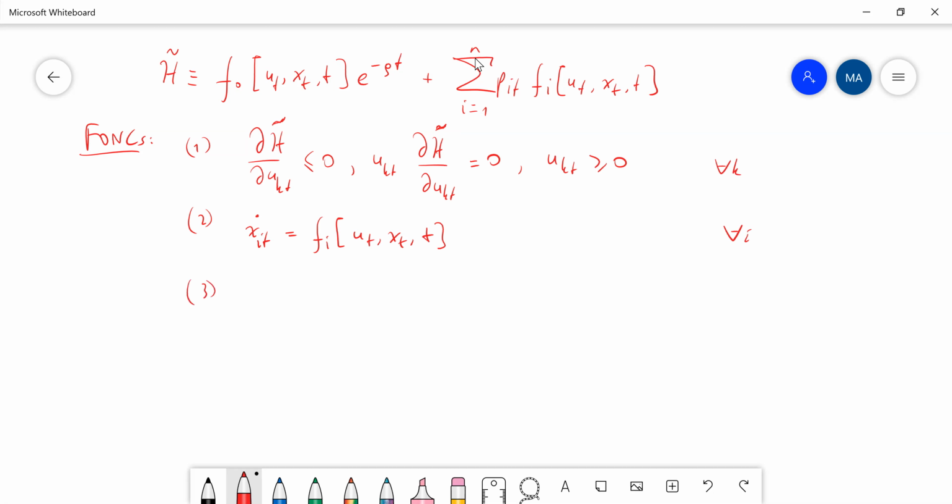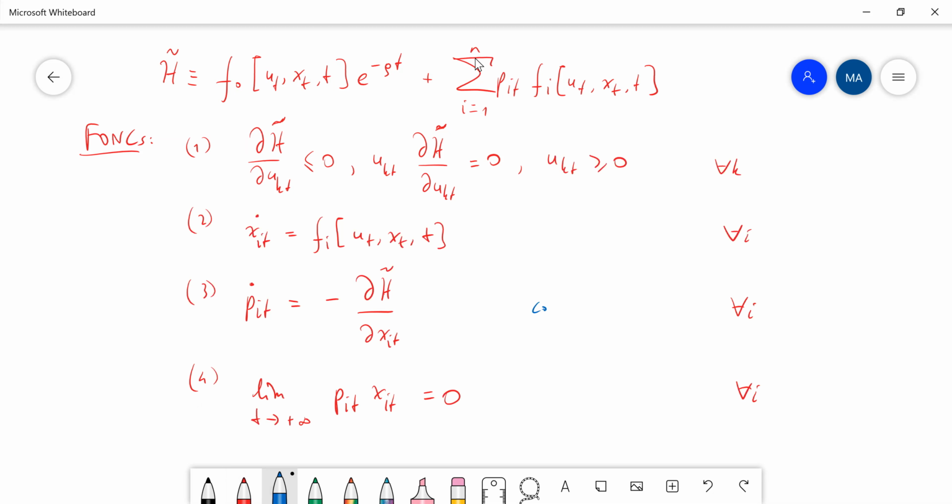Then you have the costate equation, basically pi_i dot equals minus the derivative of the Hamiltonian with respect to x_i. Again, this is true for all i. And finally, you have the transversality condition. The limit as t goes to positive infinity of pi_i x_i equals 0. Once again, this is for all i. This is the costate equation, and this is the transversality condition.